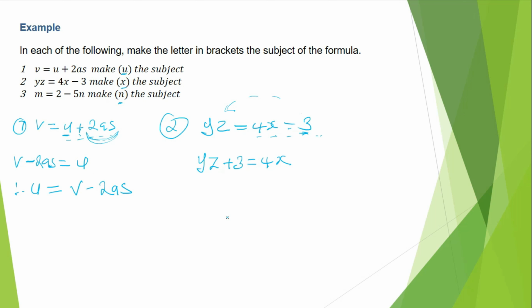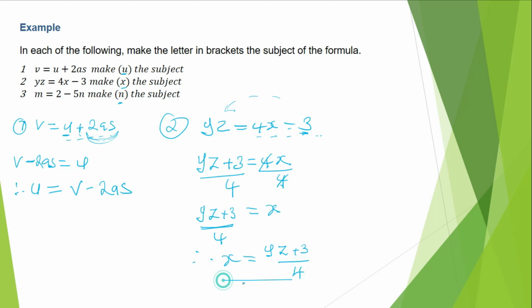Now, the question doesn't say make 4x the subject. They have said make x the subject. So this has a coefficient 4, so you have to divide by 4 on both sides. Then we cancel this and that so that we remain with x on the other side, which is yz plus 3 divided by 4. This is just the same as x is equal to yz plus 3 over 4. So this means you have made x the subject of the formula. Here, remember we said we have managed to make u the subject.